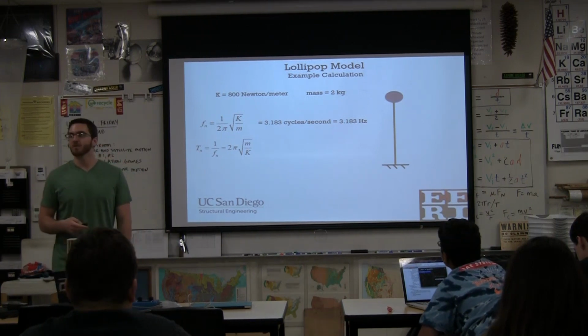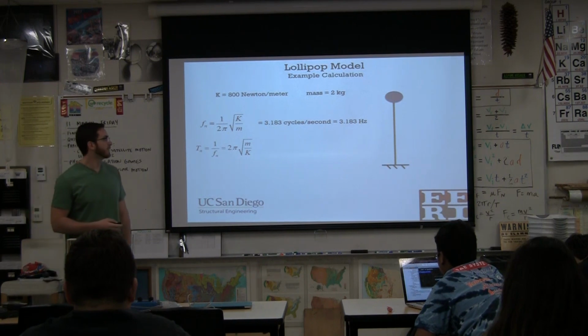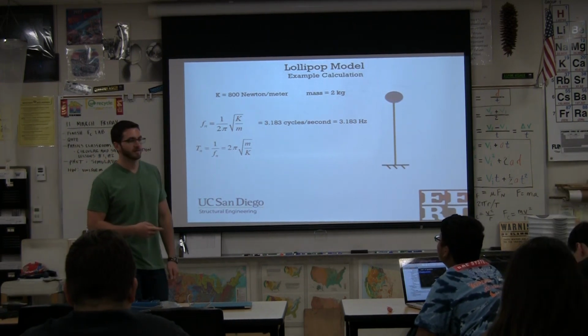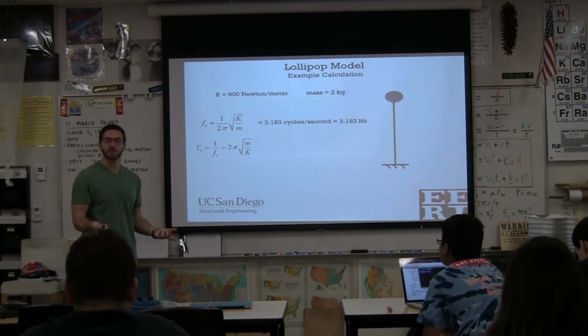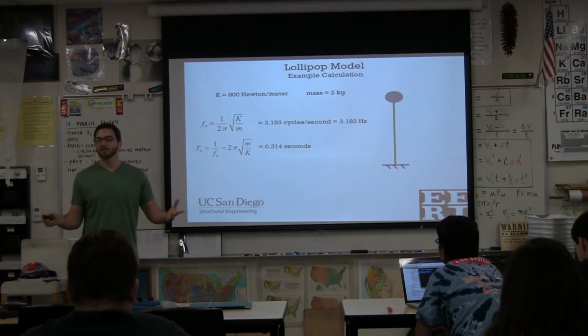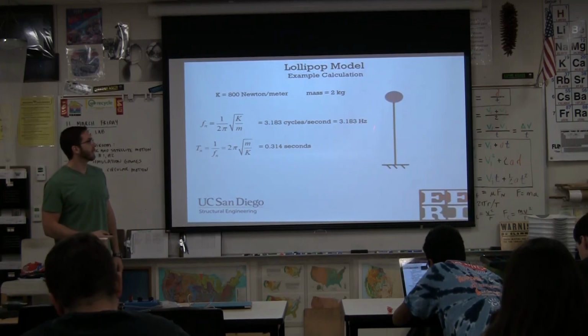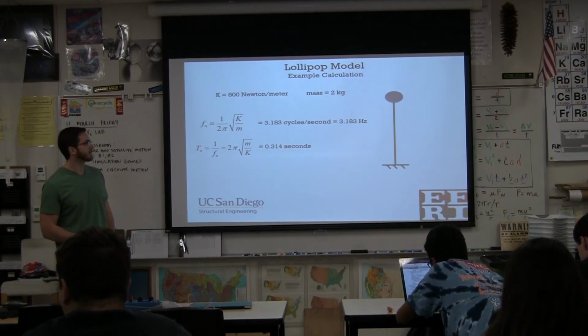Everyone get 0.314? Seconds per cycle, but you can just say seconds. You don't have to say seconds per cycle. The natural period of this lollipop is 0.314 seconds, okay?